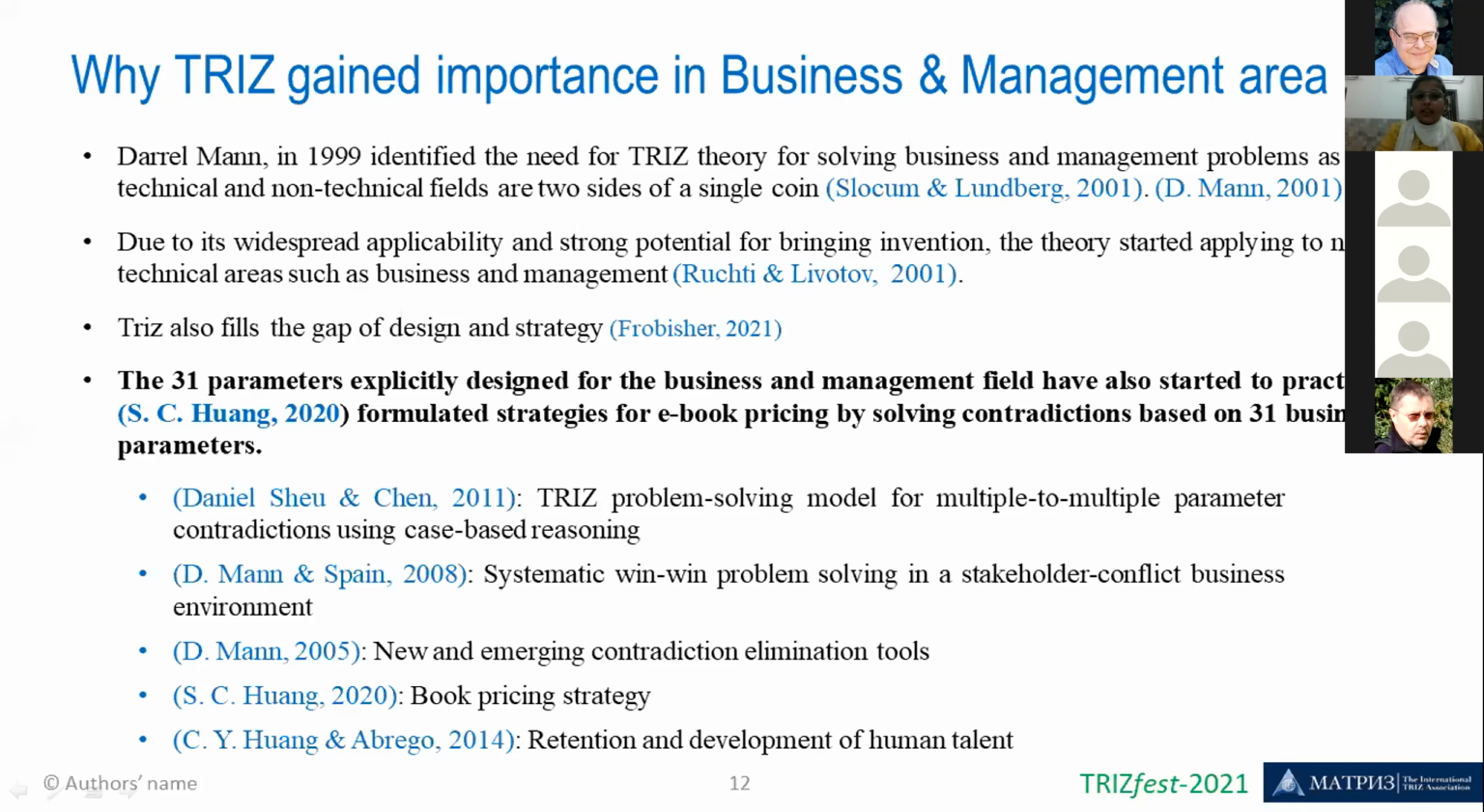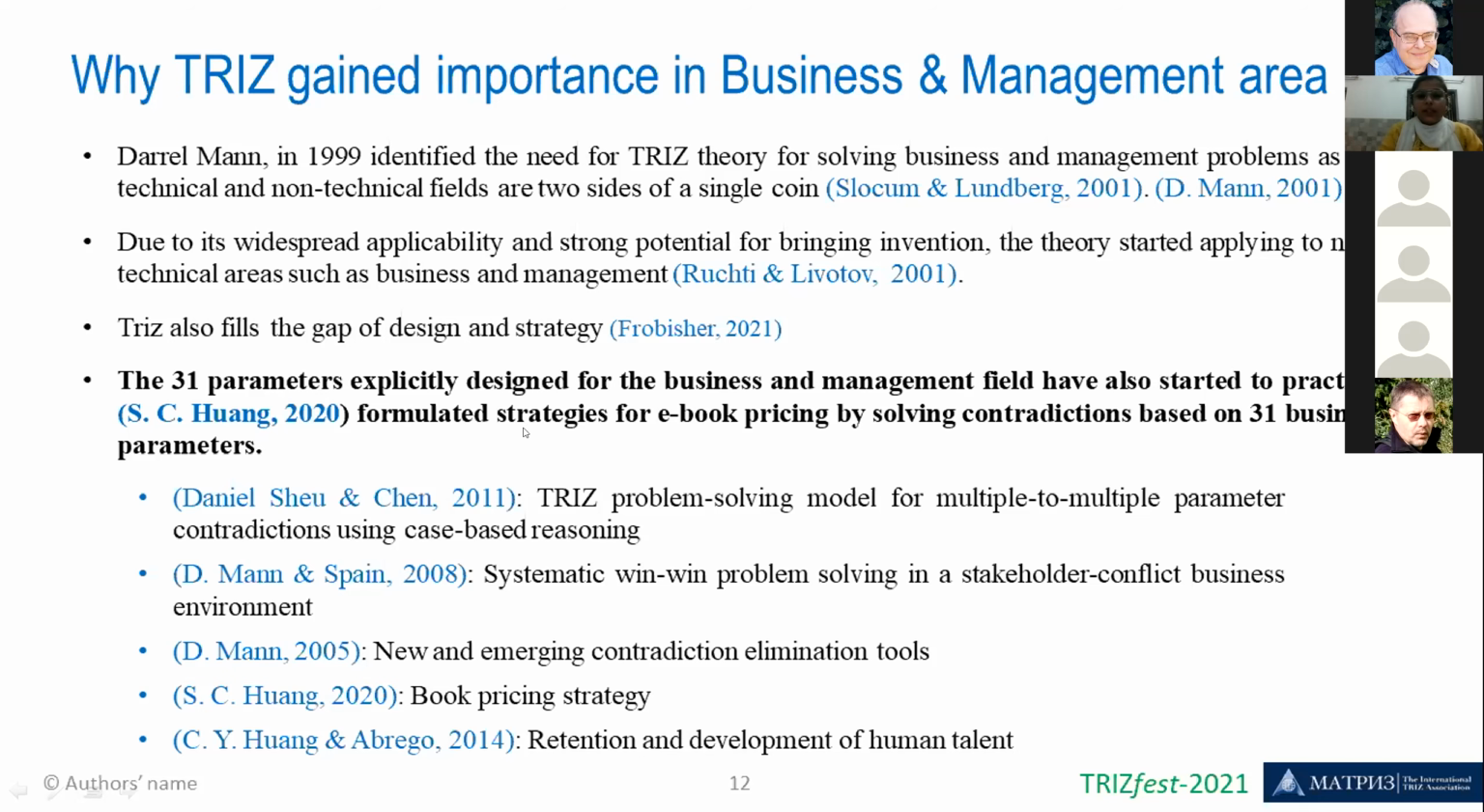So why has TRIZ gained importance in the business and management area? Altshuller in 1999 identified the need of TRIZ theory for solving business and management problems, as the technical and non-technical fields are two sides of a single coin. Due to TRIZ's widespread applicability and strong potential for bringing invention, the theory started being applied to non-technical areas such as business and management. TRIZ also fills the gap of design and strategy, and the 31 parameters that were explicitly designed for the business and management field have also started to be practiced.